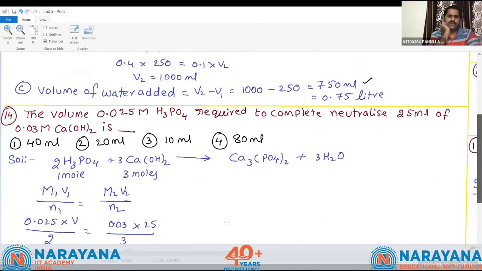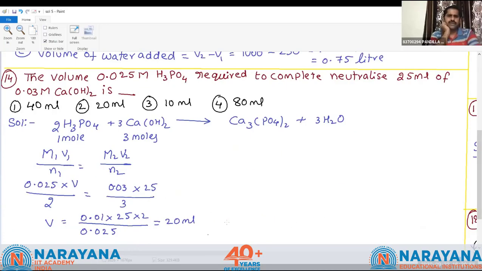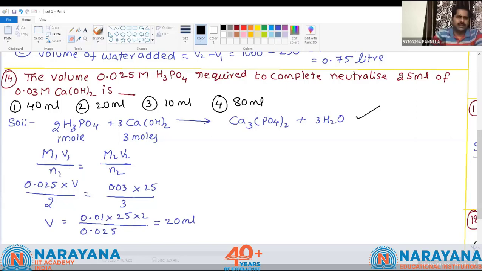The volume of 0.025 molarity H3PO4 required to completely neutralize 25 ml of 0.03 M calcium hydroxide. Students, see, the question is given in terms of molarity, that's why I solved it in terms of molarity. Here I wrote the balanced equation: 2H3PO4 + 3Ca(OH)2 gives Ca3(PO4)2 + H2O. 2 moles of acid and 3 moles of calcium hydroxide here. That's why the formula is M1V1 by n1 is equal to M2V2 by n2. By substituting all the values including number of moles, we got the volume required: 20 ml of acid.